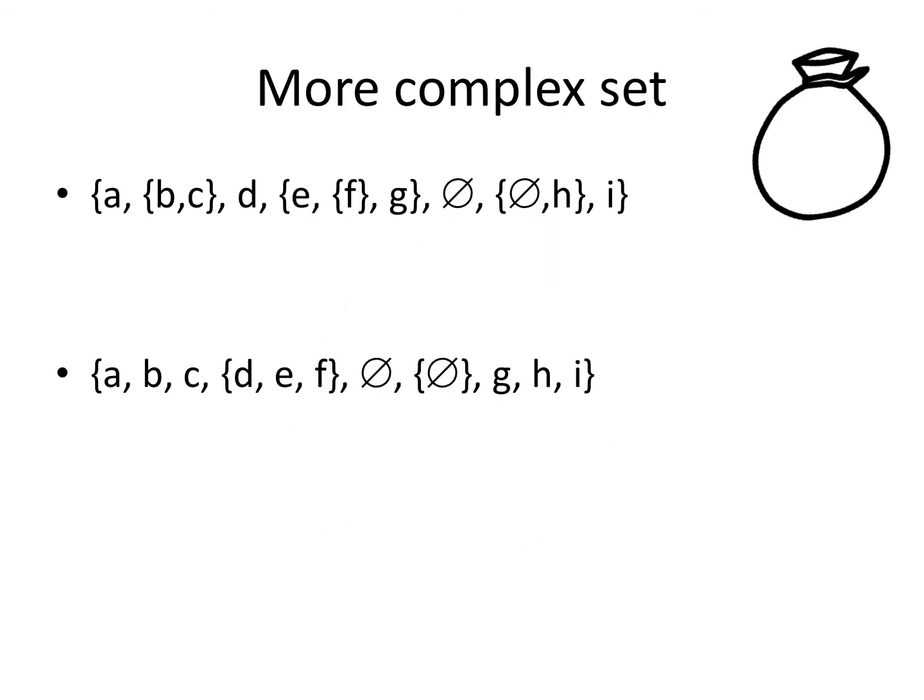So now let's look at this more complex set, or rather we have two more complex sets here, okay? So for the first one, let's just count how many items are in this set, right? In this set we have one item, the letter A, or the symbol A. This set is a second item. Letter D is a third item. E, F, G altogether is a fourth. Empty set is a fifth.